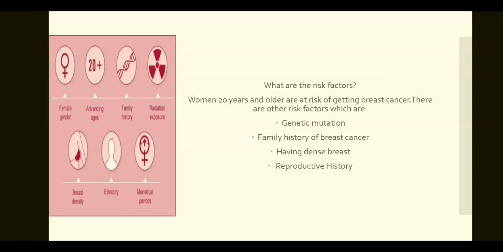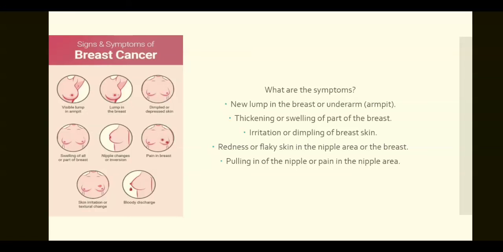There are other risk factors, which we call genetic mutation, and I've talked about the family history before. If you have a family member that has breast cancer, you're likely to have breast cancer. We also talked about dense breasts, and also reproductive history. Reproductive history determines if you are at risk of breast cancer.